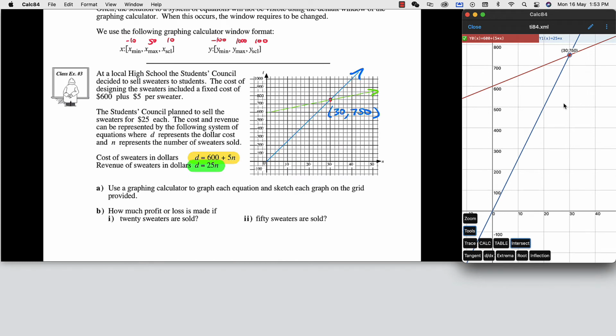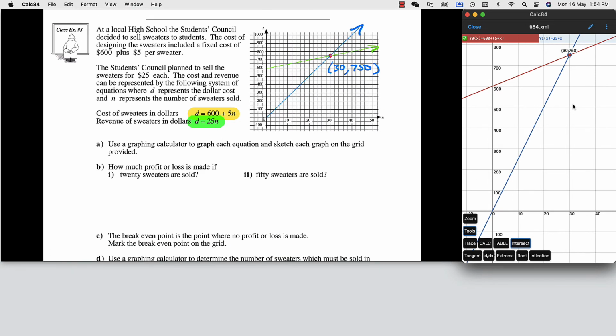How much profit or loss is made if 20 of these sweaters are sold? So 20 is right here on the graph, and basically we're going to have a loss. Okay, so we have to sell at least 30 sweaters and make $750 just to cover the cost and then start making a profit. So basically what I need to do is figure out how much did it cost to make 20 sweaters, and how much did I make, and then subtract the two.